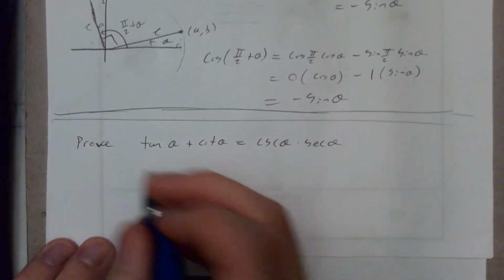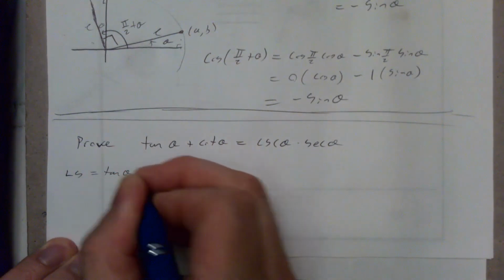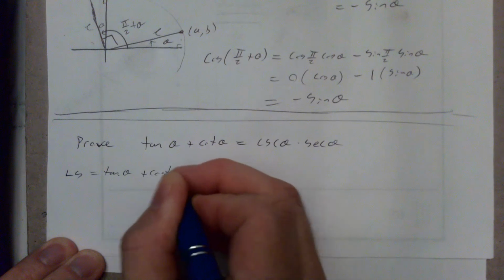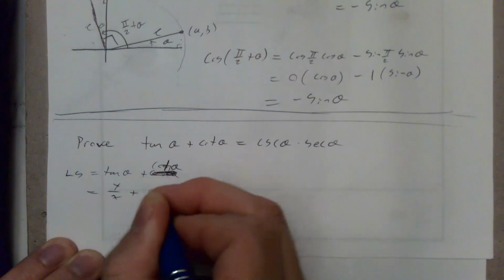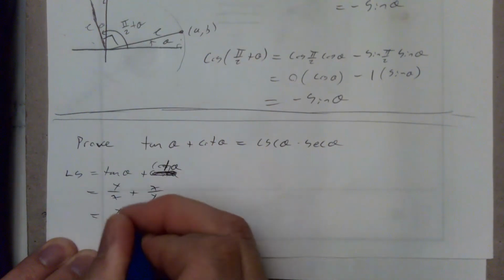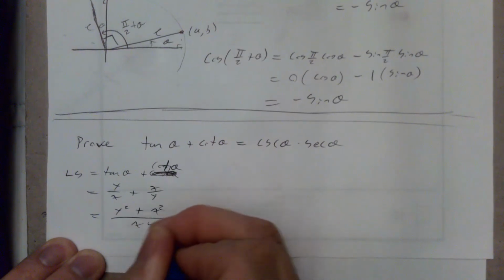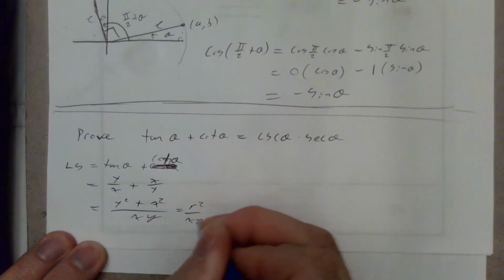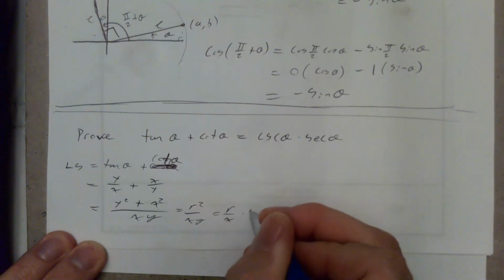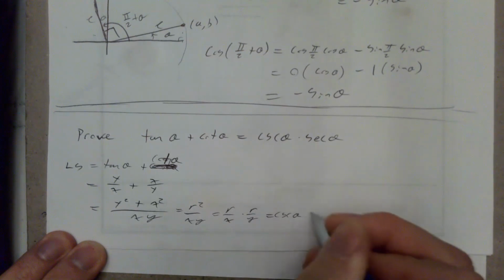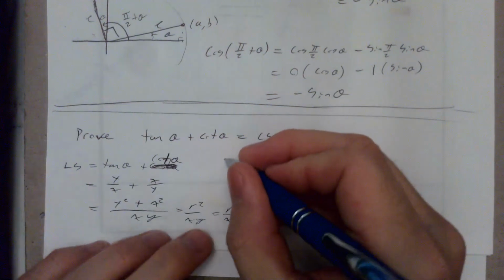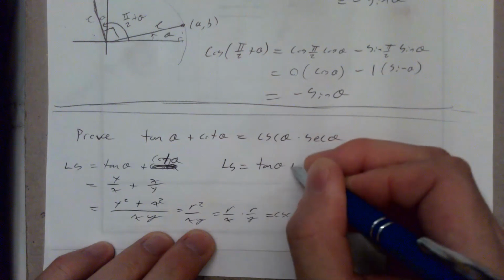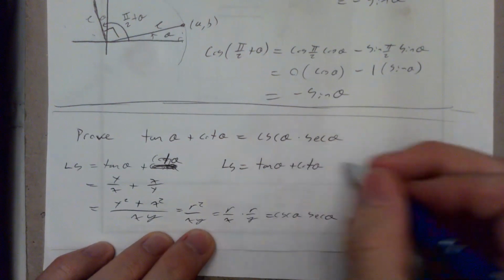Okay, so while in grade 11 it would have been possible to do something like this, y over x plus x over y equals y squared plus x squared over xy equals r squared over xy equals r over x times r over y equals cosecant of theta times the secant of theta. It's not encouraged because it will only work when you have single angles. Okay, so I would strongly suggest that you stick to using your primary identities and not breaking down everything in terms of x's, y's, and r's.